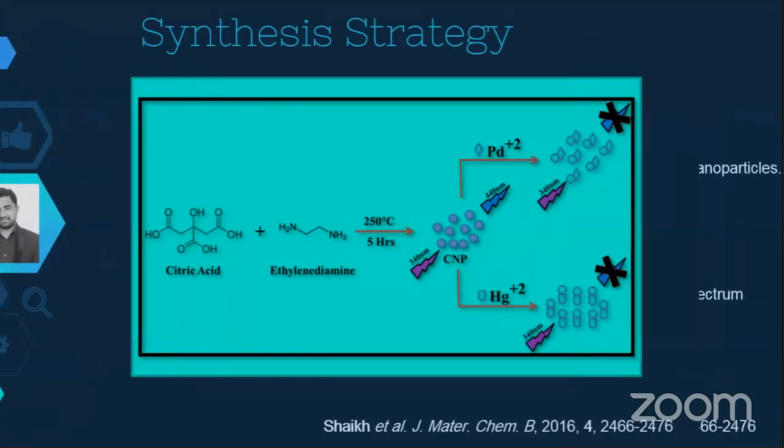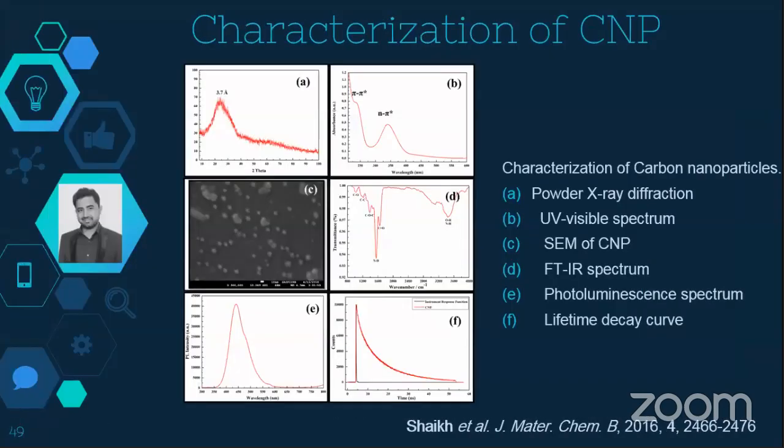This was characterized by various means: powder XRD, SEM of the carbon nanoparticle. You can see very small, tiny spherical forms, and then it is confirmed by photoluminescence spectra, FTIR, etc. So this carbon nanoparticle was formed and characterized by various means.